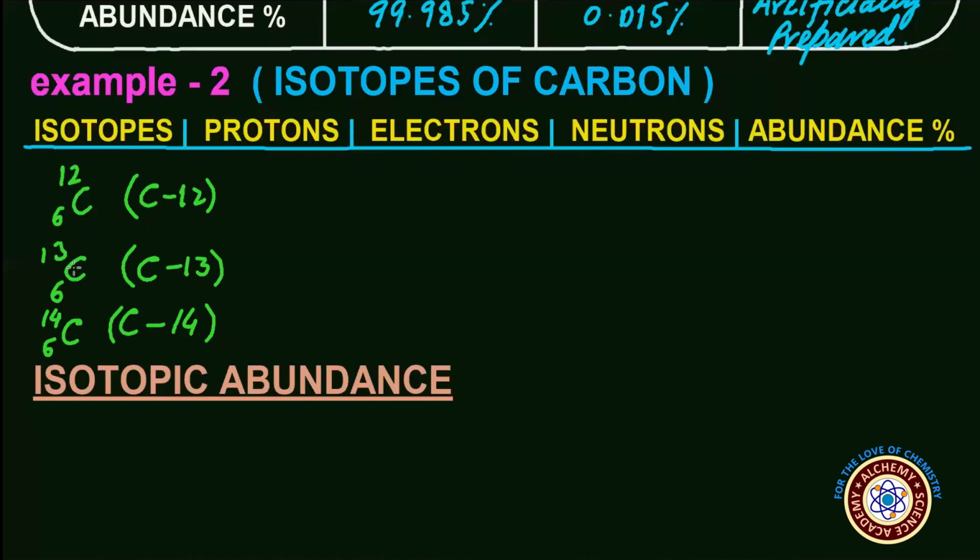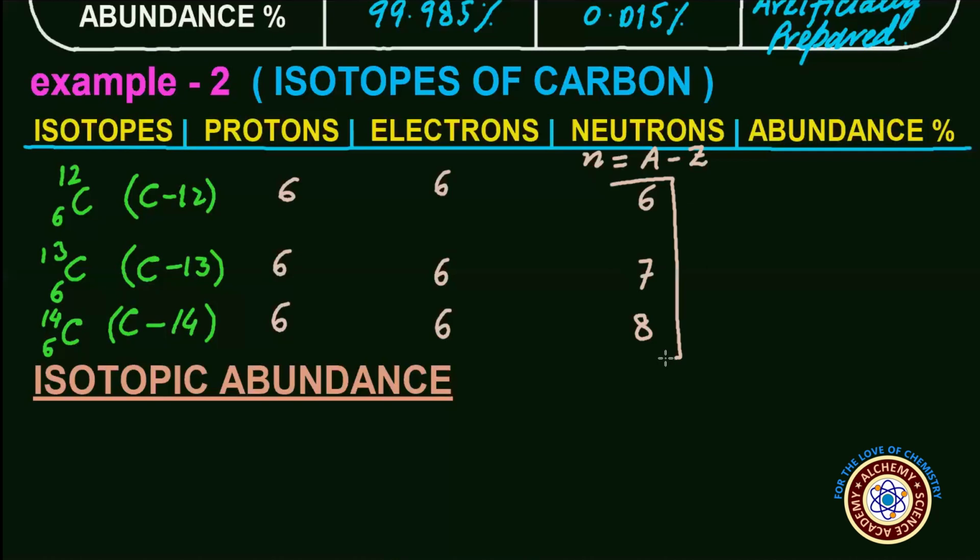Since their proton number is 6, the number of protons in all these isotopes of carbon is 6. The number of electrons is also 6 in each case, because like atoms, isotopes are also neutral, since they are also atoms but with different mass numbers. They differ in number of neutrons, and the number of neutrons can be calculated by subtracting the proton number from the mass number. So in carbon-12 there are 6 neutrons, in carbon-13 there are 7 neutrons, and in carbon-14 there are 8 neutrons.